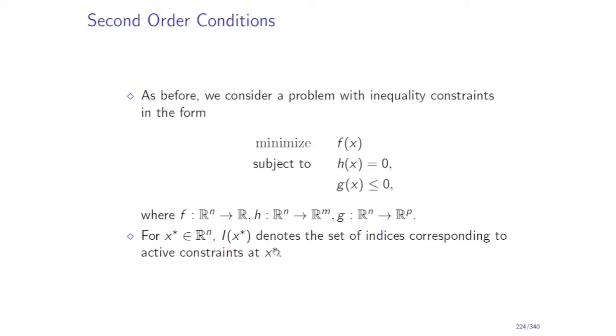And as before, we'll use the notation for the indices corresponding to the active constraints at x star, which is given by I of x star. So this is the set of indices for the constraints that are active at the point x star.